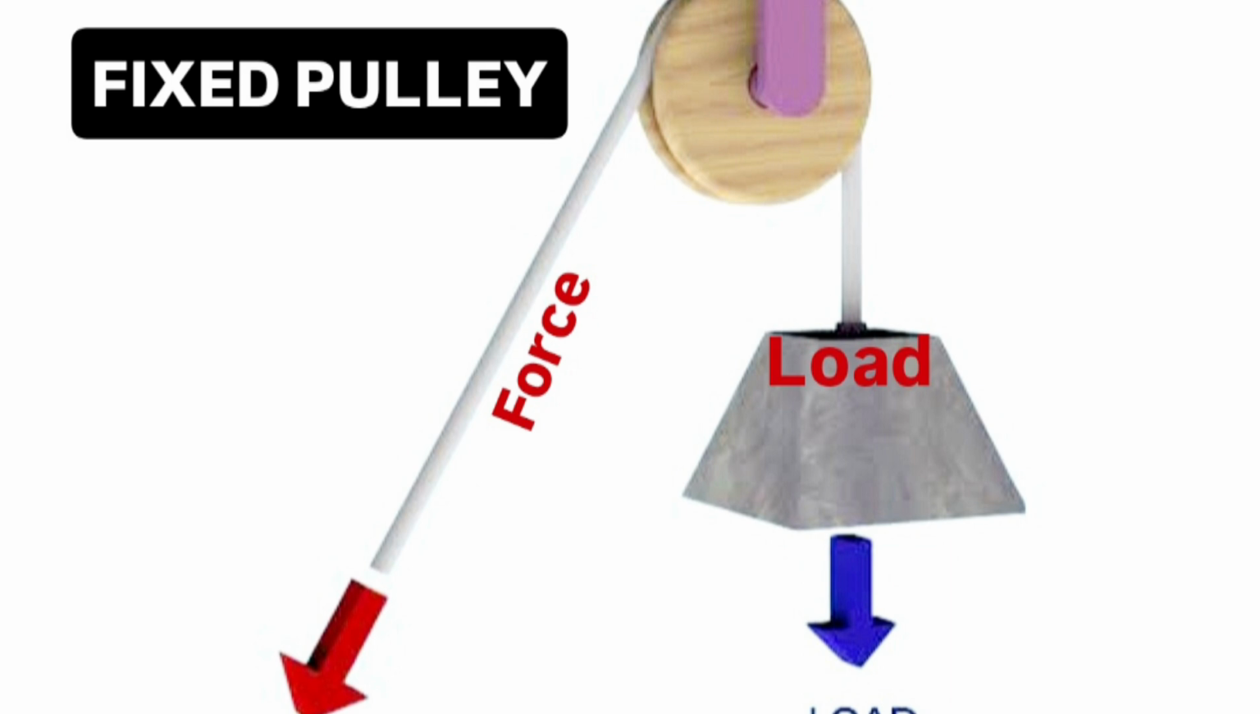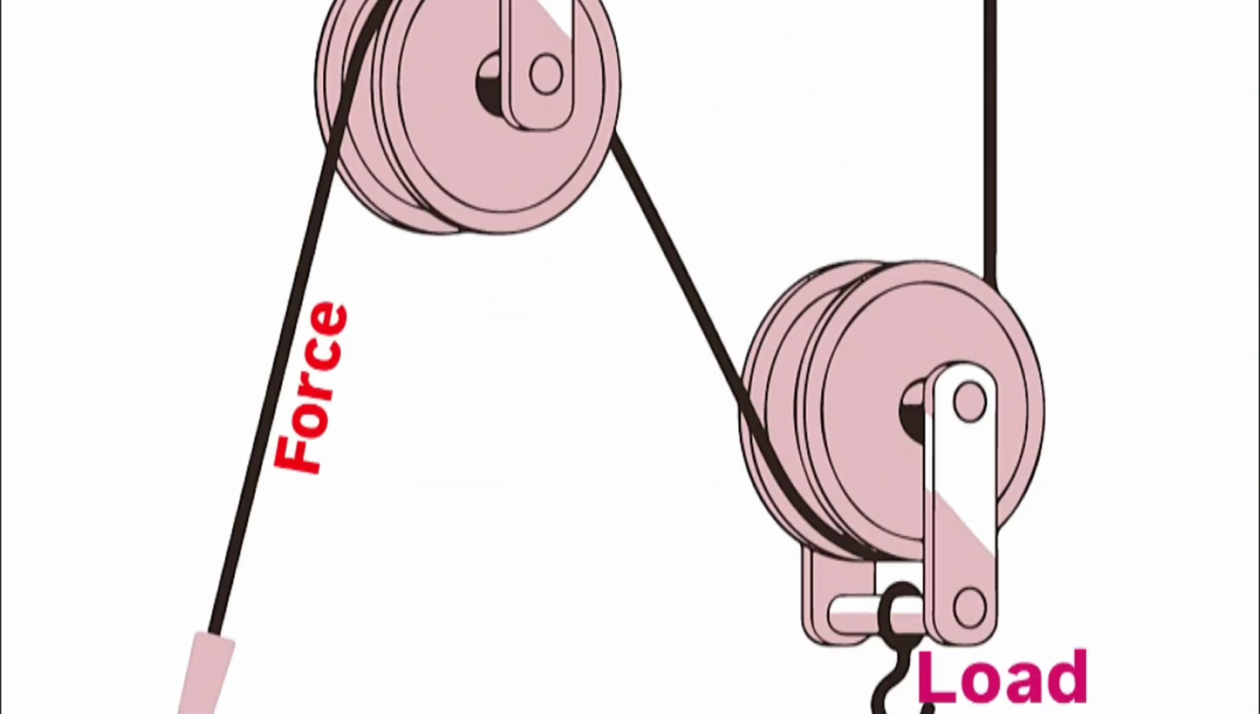In fixed pulley, the wheel is attached to the surface and changes the direction of applied force. No mechanical advantage, that is, the same amount of force is required. In movable pulley, the pulley moves along the rope. The wheel supports the load. Effort is in the same direction as movement, which reduces the force needed to move an object.